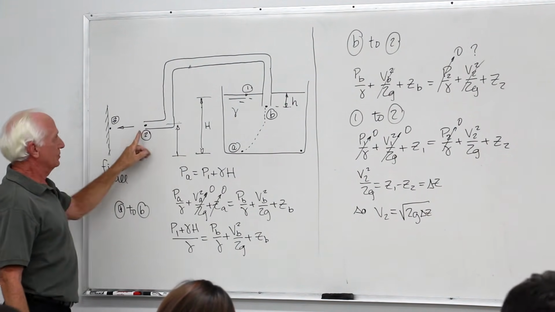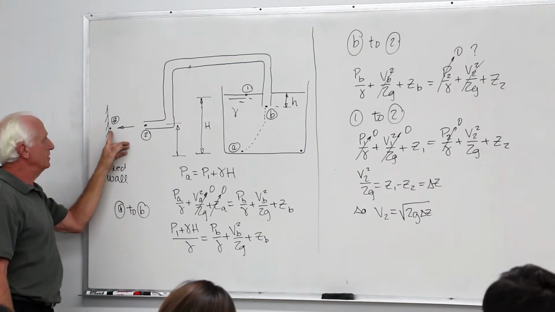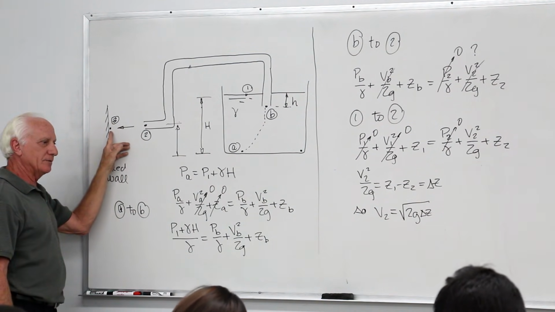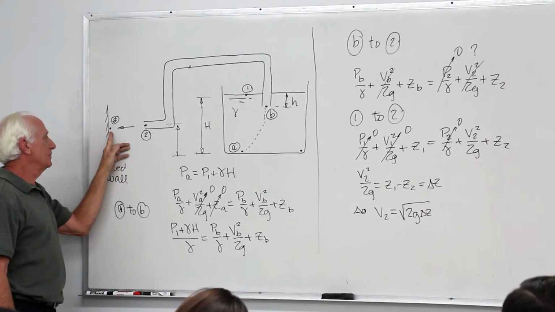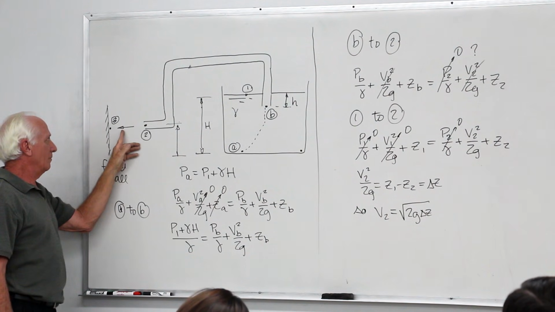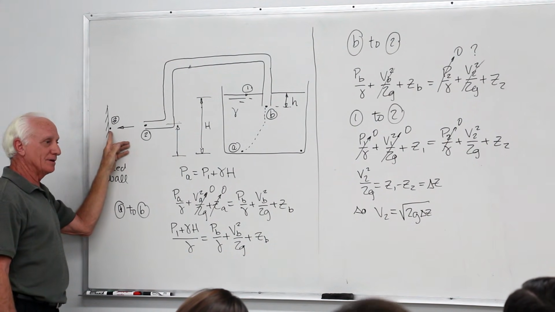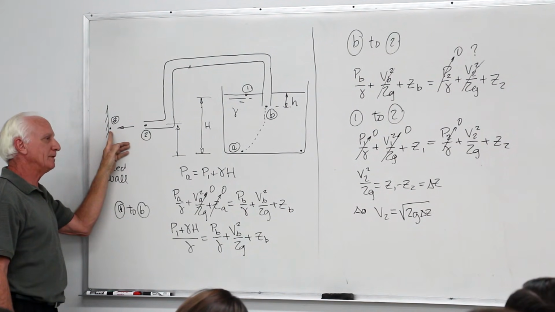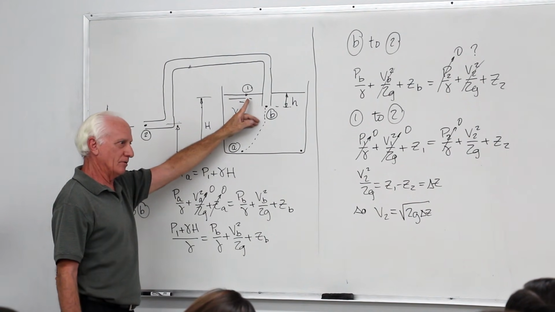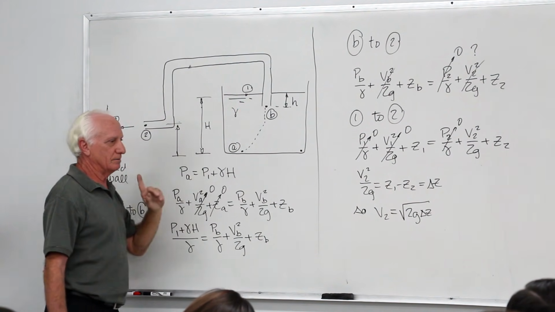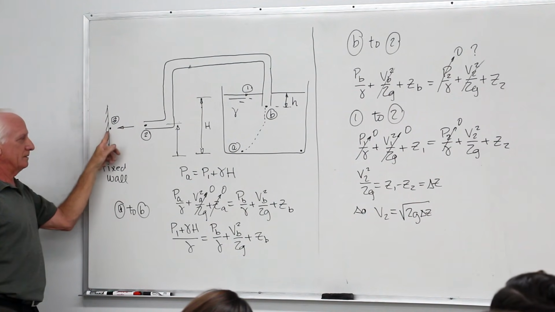So if you go from 1 to 3, what's the velocity at 3? 0. What's the elevation at 3? Z3, I know it usually. What's the pressure at 3? Stagnation pressure. I'm supposed to find that. Unknown, solve for P3 because P3 is P stag. Do I know velocity? 0. Pressure? 0. Elevation? Yes, H. That's how I find stagnation pressure.